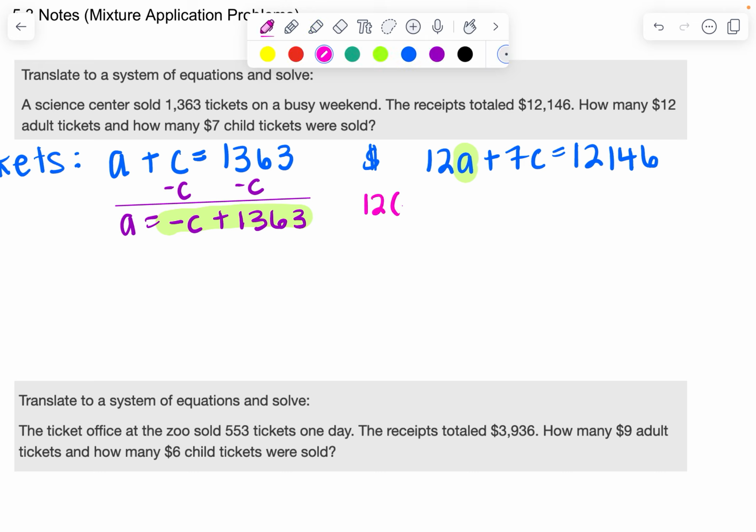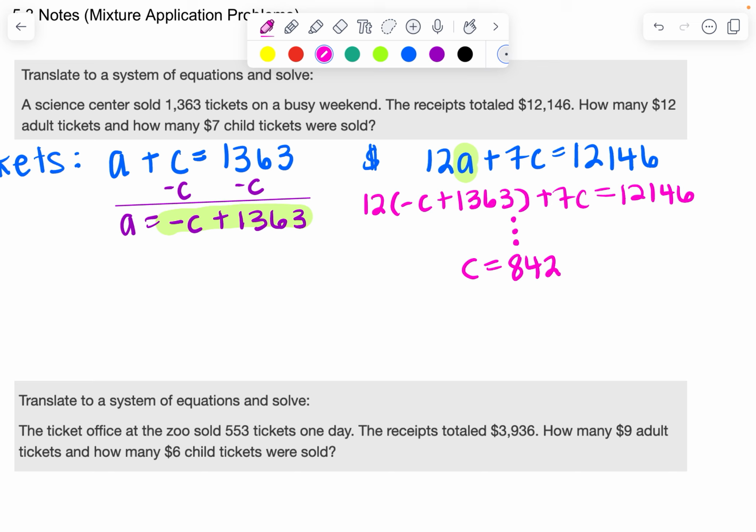So I have 12 times negative C plus 1,363, plus 7C equals 12,146. If I continued to solve this, I would end up with C equals 842. So that would mean the number of child tickets was 842.